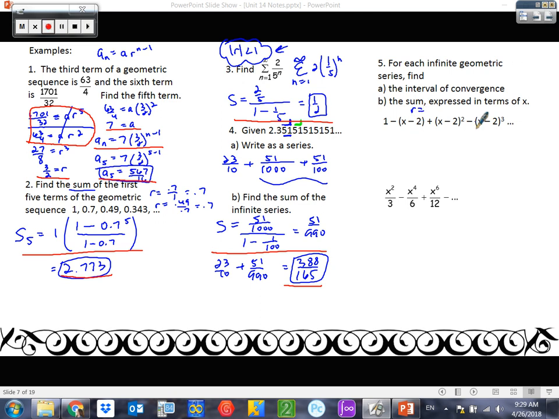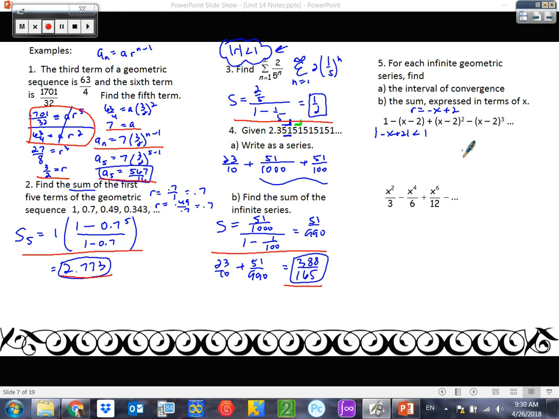So hopefully we're comfortable with finding R, and I don't need to go through that every time, right? So R is going to be negative x plus 2, the second one over the first one. That's our R value. So now we're going to place it in this formula. Why? Because this is when they converge, when the absolute value of R is less than 1. So the absolute value of negative x plus 2 has to be less than 1. So here's where we solve an absolute value inequality, which we've been working with for years, right? Why did we learn how to solve absolute value inequalities? This is why.